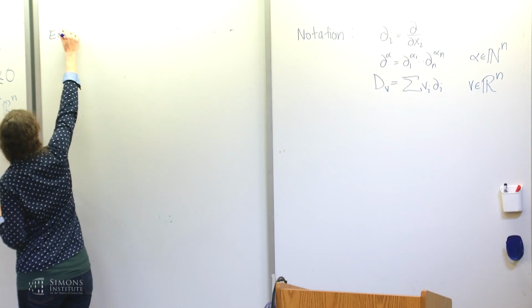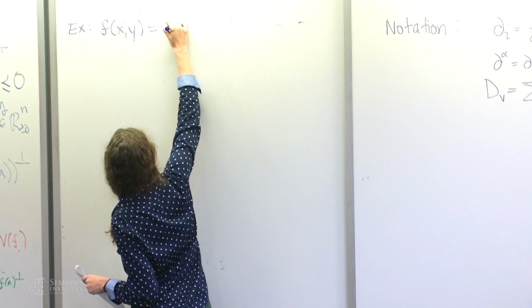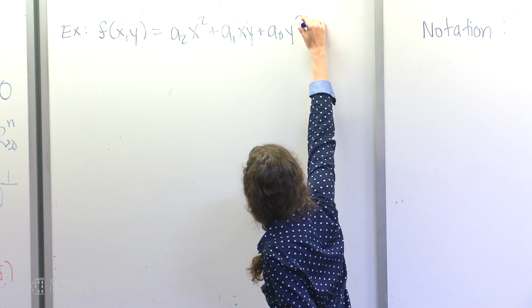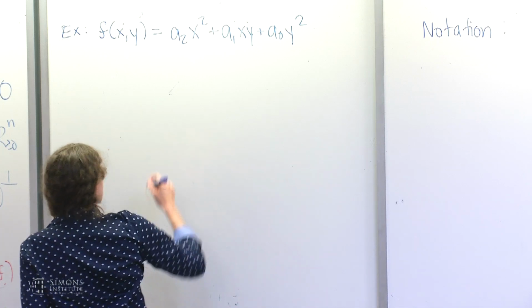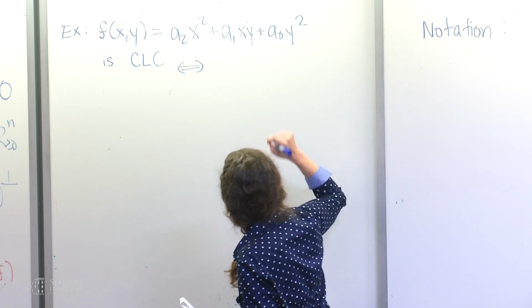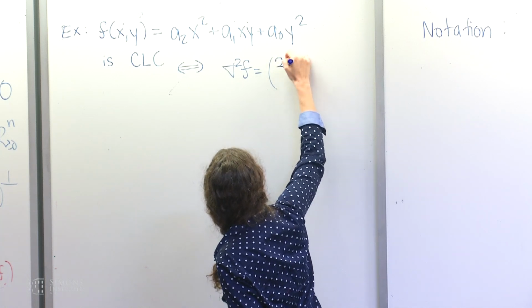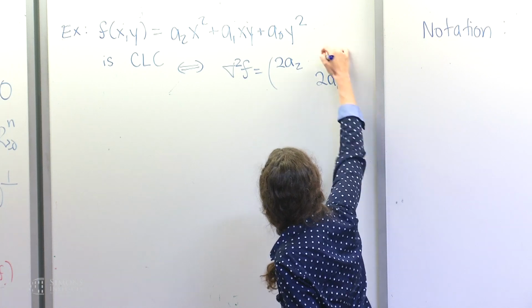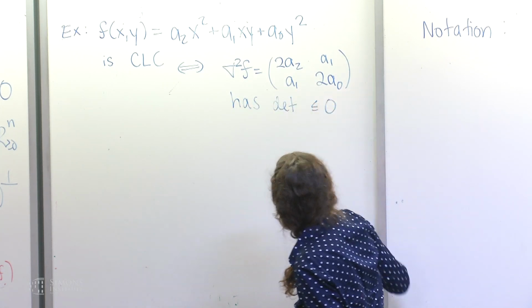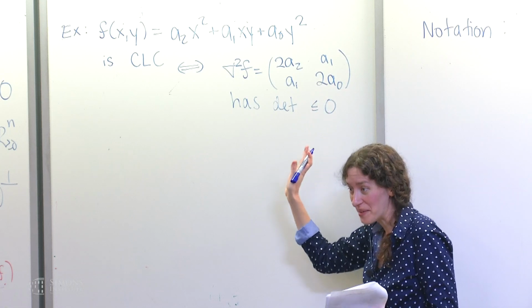So just to do a tiny example, if we had a bivariate quadratic, two variables, a2 x squared plus a1 xy plus a0 y squared, this is completely log-concave if and only if the Hessian has determinant less than or equal to 0, right, which will give us the usual sort of discriminant for a degree 2 polynomial.